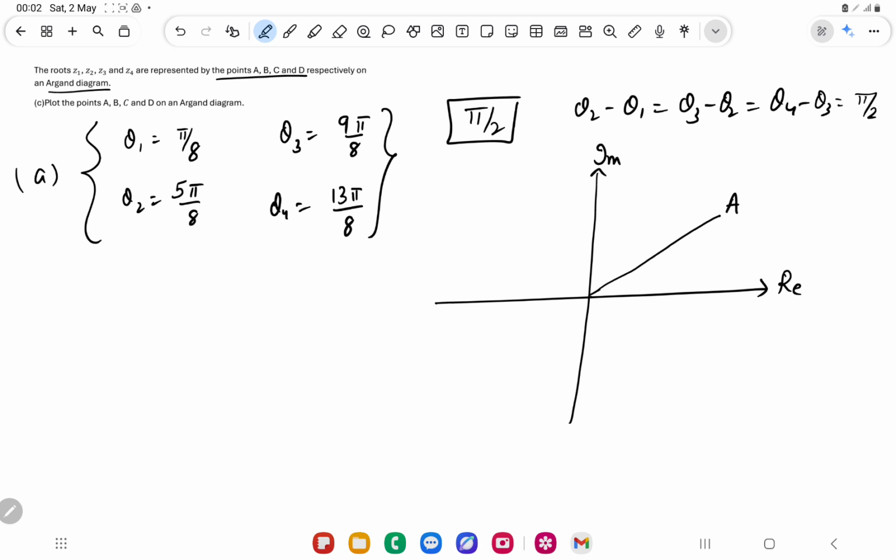Now the next one is separated by pi by 2. So I can draw it like this, and this is my pi by 2 difference, that is my z2, which is represented by B. And the next one, C, that is z3, will also be separated by pi by 2. And the last one is also separated by pi by 2, which is my point D. So this is how we can draw it.